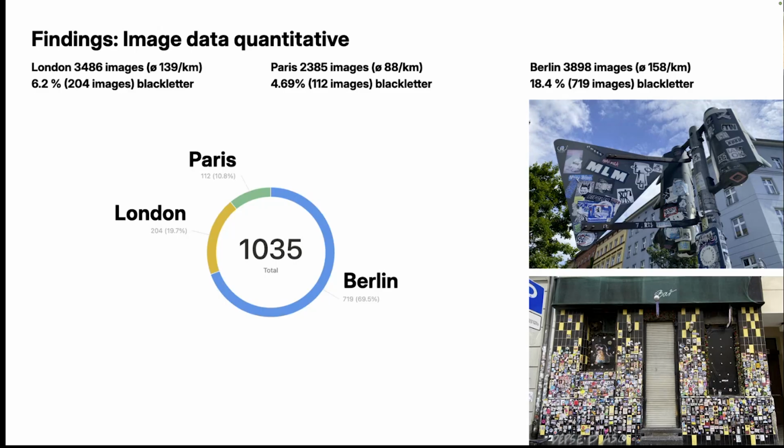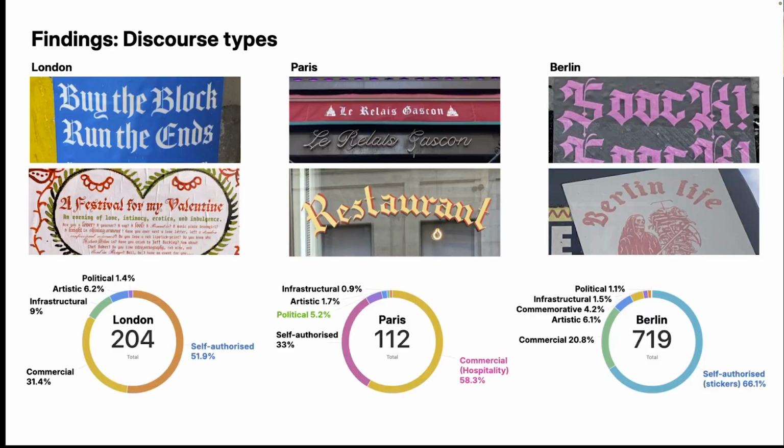When we look at Berlin, the percentage of blackletter is much higher. And I thought, of course, that must be historic signage, that must be street signs. Oh, it's not. It's actually stickers. It's the self-authorized items that use blackletter predominantly. Comparing this now to London and Paris, in London, there's also quite a lot of self-authorized items with 50%, but not as much as Berlin with 66 on the right.